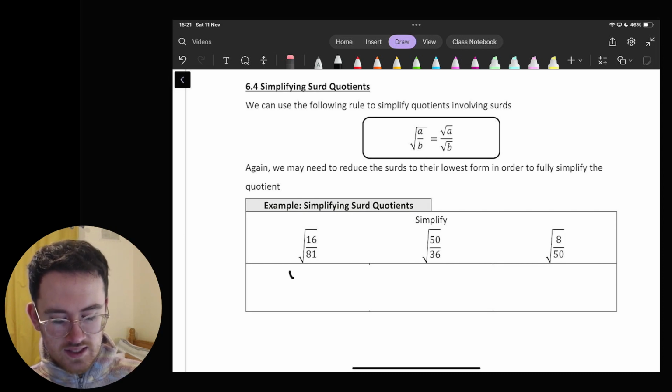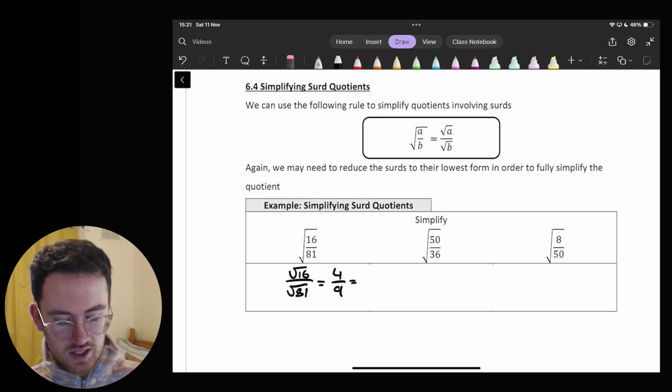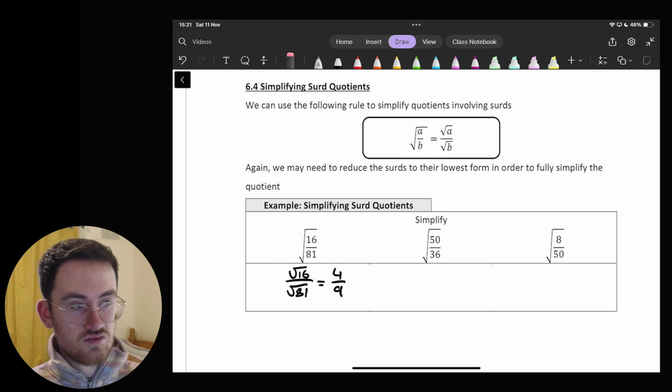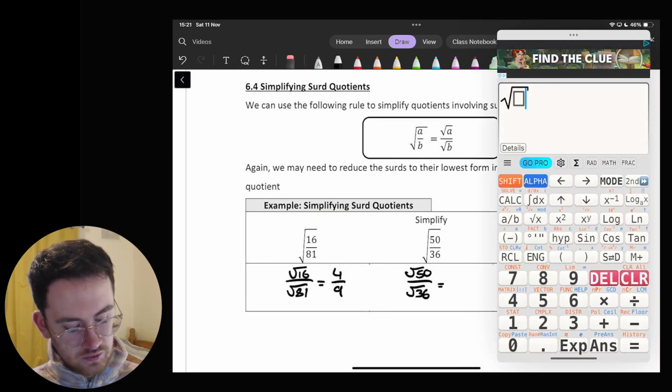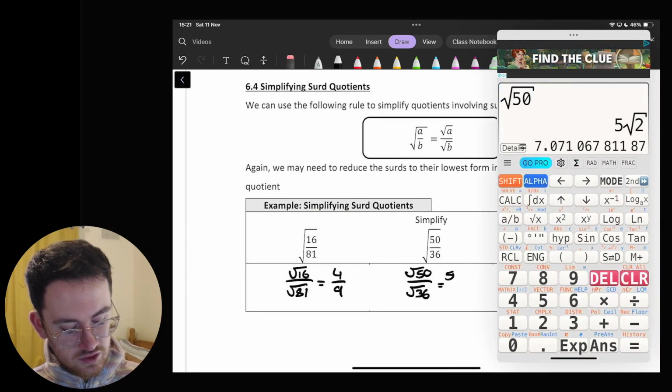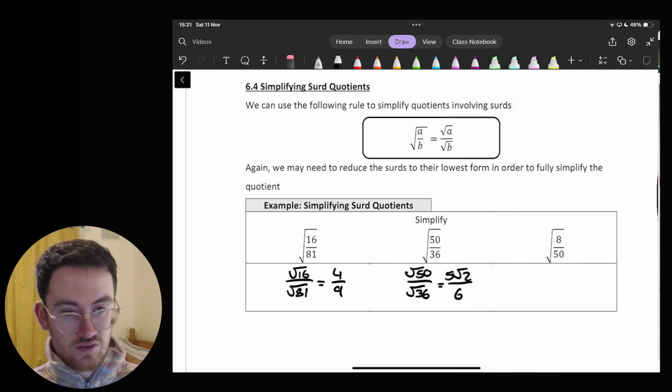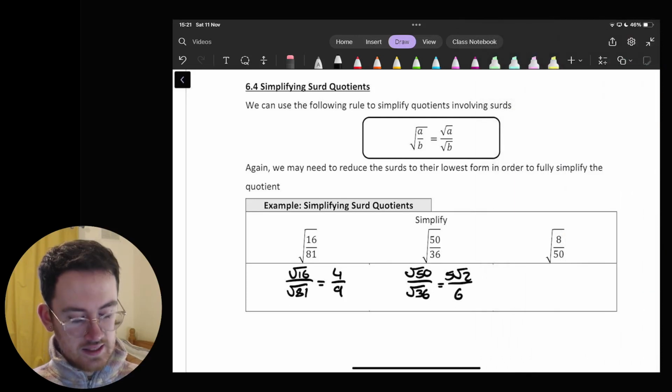So square root of 16 over 81 is the same as square root of 16 over square root of 81, which is 4 over 9, which actually can't reduce down any further. Looking at the next example, that's root 50 over root 36, which if I type into my calculator, root 50 will reduce down to 5 root 2, and root 36 is of course just 6. So I get 5 root 2 over 6.